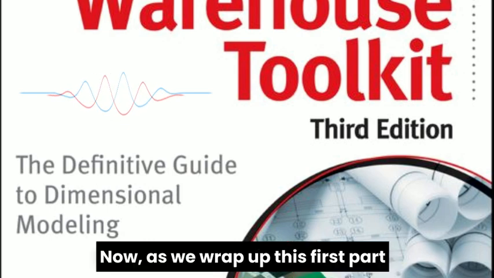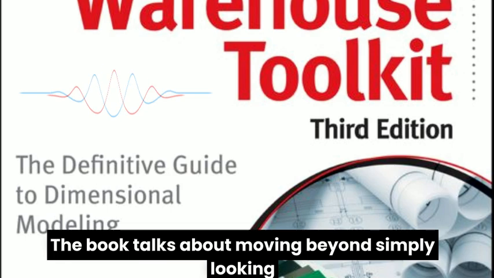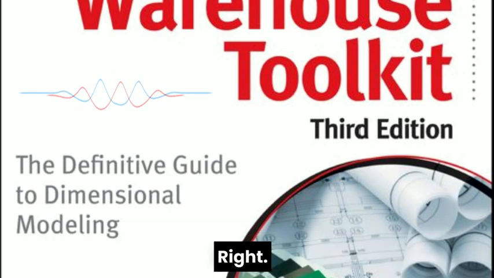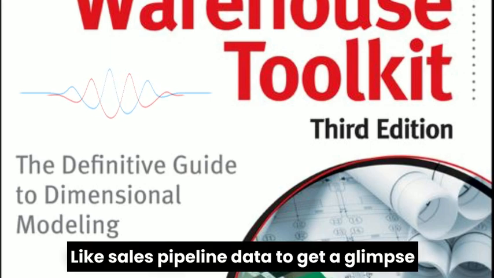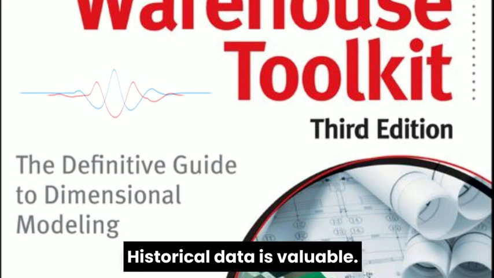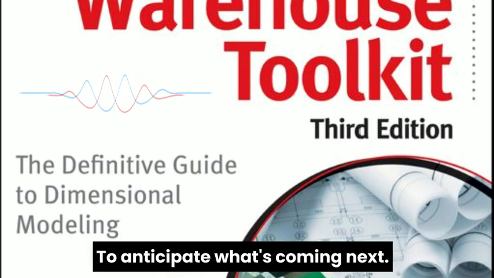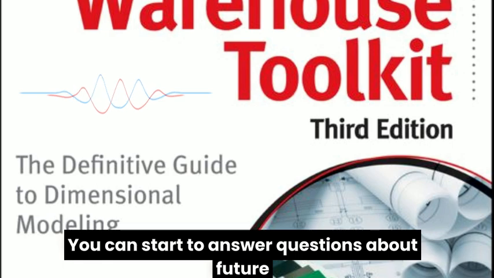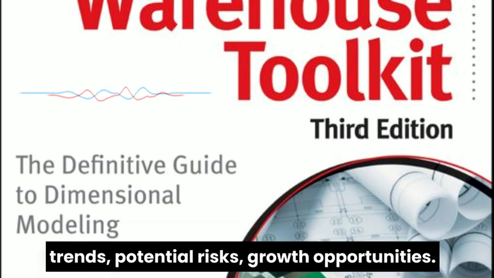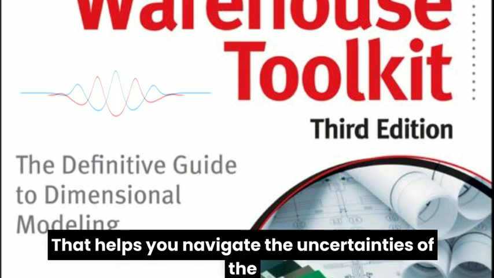Now, as we wrap up this first part of our deep dive, I want to leave you with something to think about. All right. The book talks about moving beyond simply looking at historical data. Right. And incorporating leading indicators. Yes. Like sales pipeline data to get a glimpse into the future. That's a great point. Historical data is valuable, but it's also essential to look ahead. Yeah, to anticipate what's coming next. Exactly. By incorporating those leading indicators into your dimensional model, you can start to answer questions about future trends, potential risks, growth opportunities. Like having a crystal ball. It is. That helps you navigate the uncertainties of the business world.